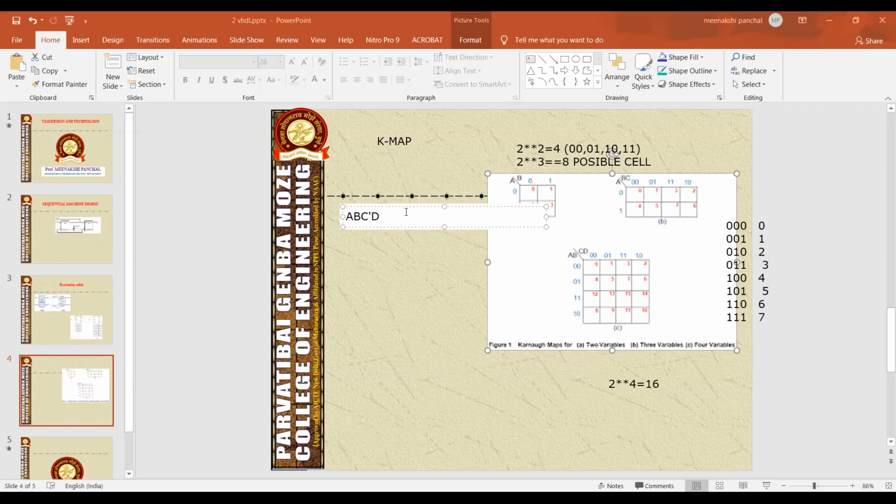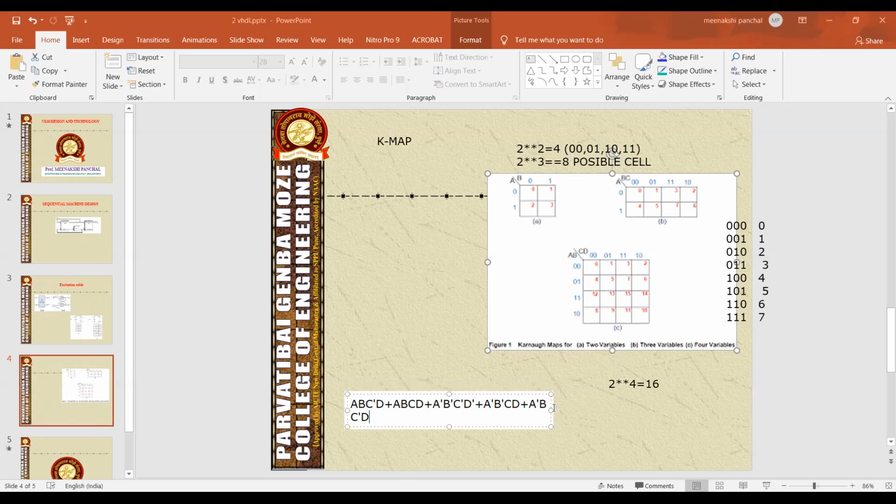So such type they have given for simplifying purpose. A, B, C, D. See, there are 4 different variables. So we have to make a 4 by 4 K-map. A bar, B bar, C bar, D bar plus A bar, B bar, C, D plus A bar, B. So they have given the equation like this. We have to simplify this.